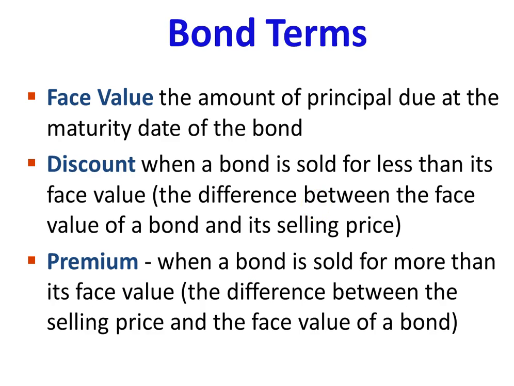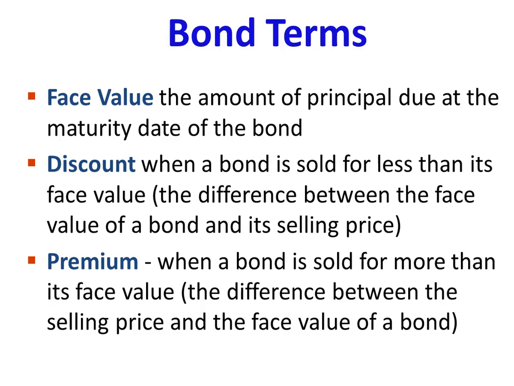Now some bond terms. Again, with this chapter, there will be a lot of vocabulary. You do need to study it, so be very careful here. The first term is face value. This is the amount of principal due at maturity date of the bond. Again, bonds are traded usually in increments of $1,000, but you might buy $1 million worth of this bond. Okay, so that's the face value. That's what will be owed back to you when this bond matures.